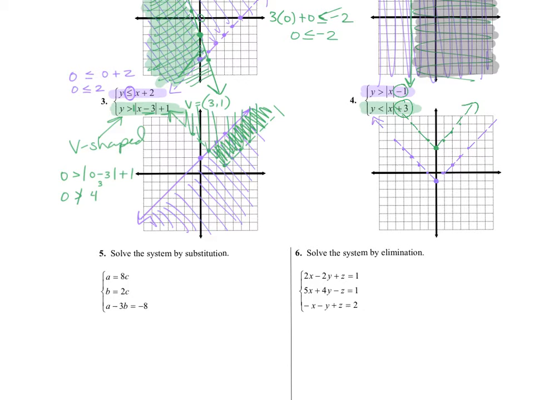Okay, so if y is greater than, if I plug in (0, 0) on that one, basically I'm saying 0 is greater than the absolute value of 0 minus 1. So 0 is greater than negative 1. True story. So that's going to be shading above this one. Okay, then the green inequality says 0 is less than the absolute value of 0 plus 3. So 0 is less than 3. That is true, so I want to shade the (0, 0) side for the green one. So that one is going down below the green.